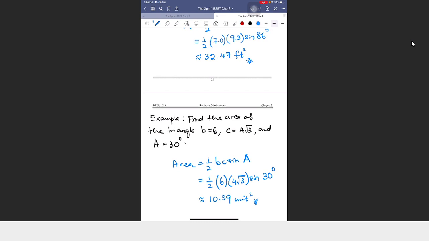Okay, any question? So basically this area formula is for the oblique triangle, for case number 3. It's a side angle side. Okay, side angle side.